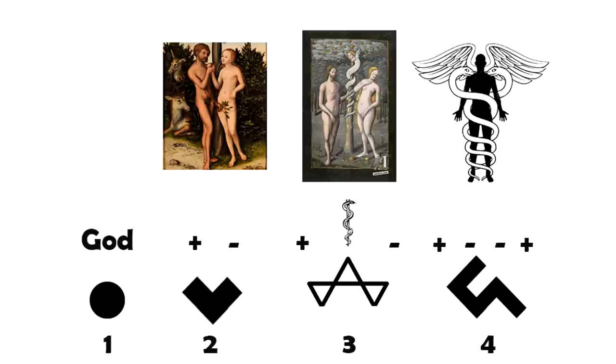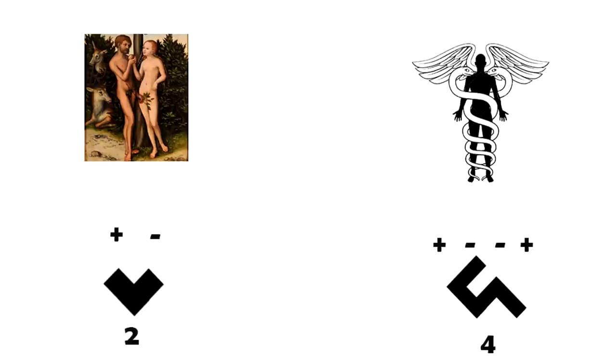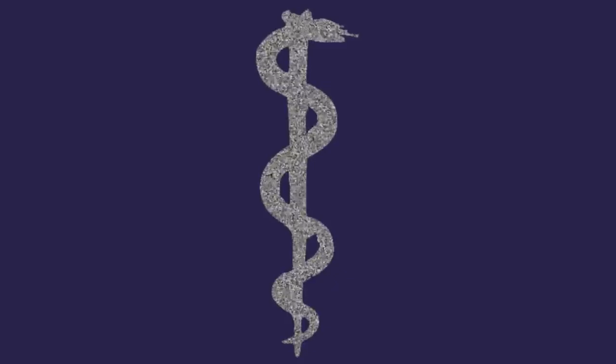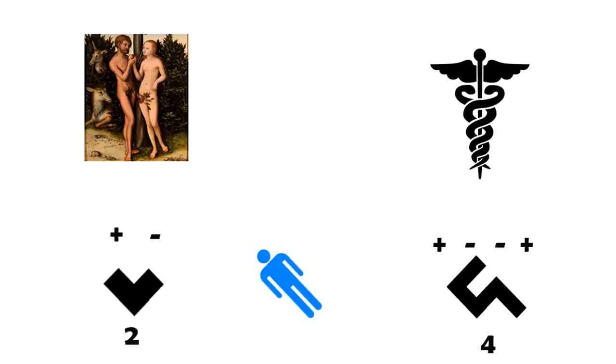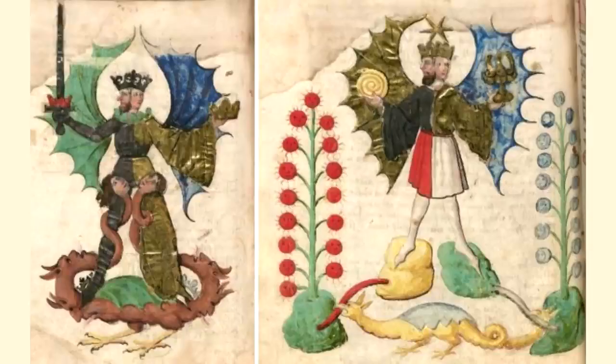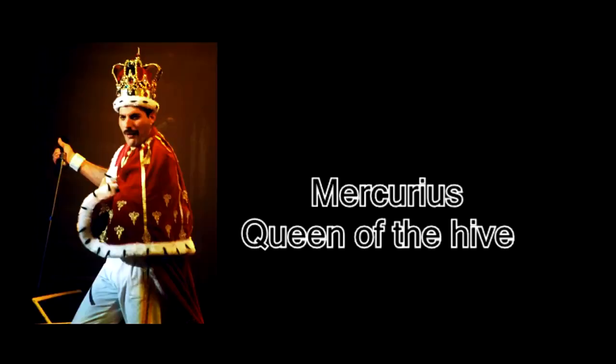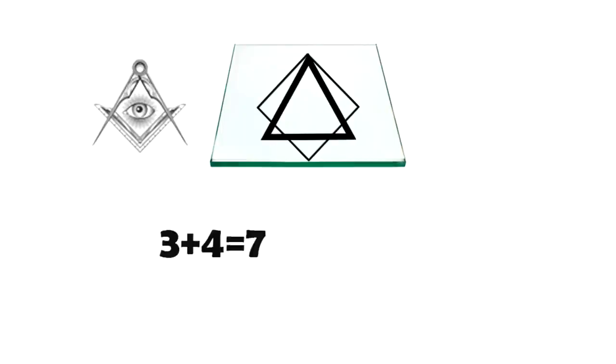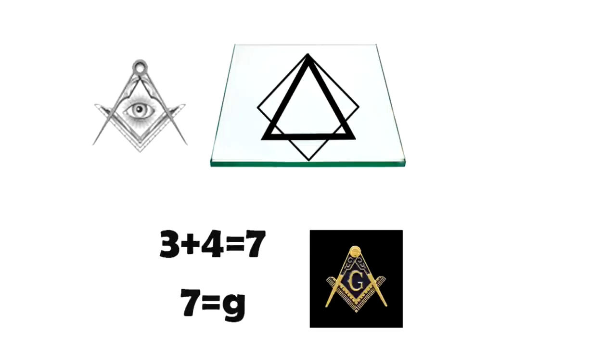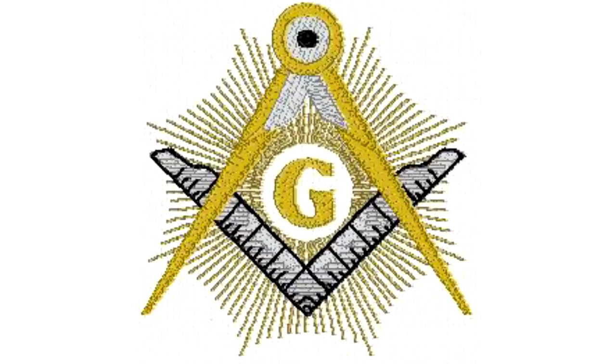The wings stand for insectoid. How did we get there? Well, the imitator god, the snake, AI, takes a rib of Adam and creates a woman, and vice versa. So you have the square and the triangle. We all know this symbol. 3 and 4 give 7. G is the 7th letter of the alphabet. So this symbol stands for the replicator god and its hybrid creation.